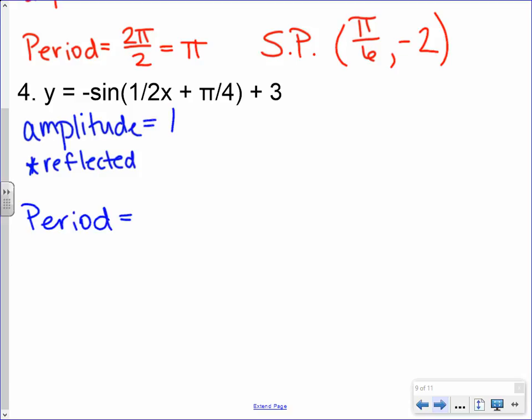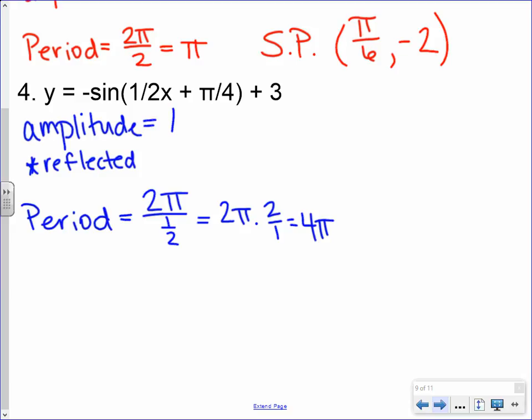The period of this graph. Gabe, how do we find it? 2 pi over b. And what is our b value? 1/2. If we take 2 pi and divide it by 1/2, what does that give us? 4 pi. If you need to actually write it out, 2 pi times the reciprocal, we get a period of 4 pi. So this is a very stretched out graph.